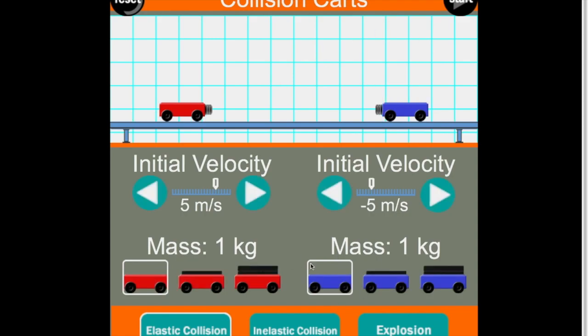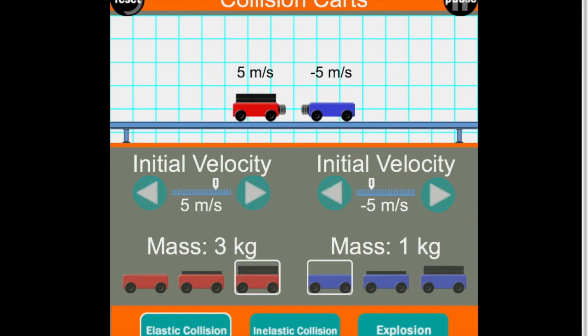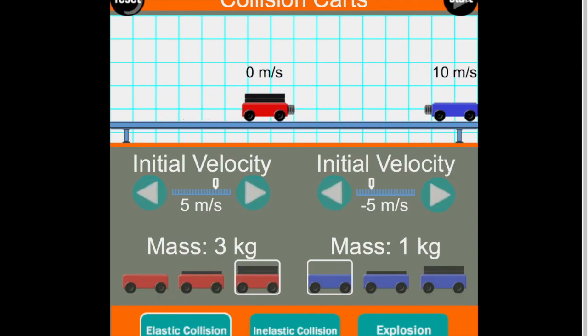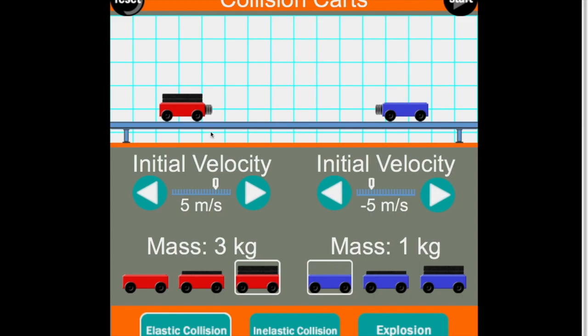Let's see what happens if I make this object much more massive, 3 kilograms. What do you think is going to happen? Let's see. So that was really interesting. This one actually stopped and basically gave all of its momentum to this guy here. Let's see if we can think about why that might be true.